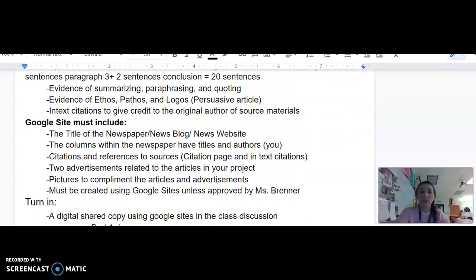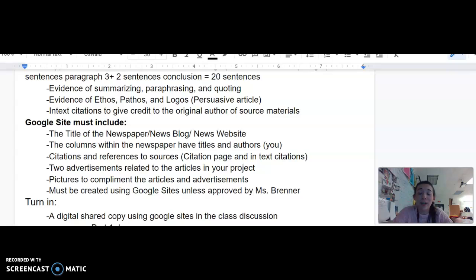As far as your Google site overall, you need to have a title for your newspaper / news blog / news website, whatever you would like to call your Google site, but some kind of overbranching title. The columns within the newspaper have titles and authors, which are you. Citations and references to the sources, so you will have a citation block at the bottom of your project in your Google site. So just like you have articles, you'll have a section at the bottom of your Google site that is your full citations.